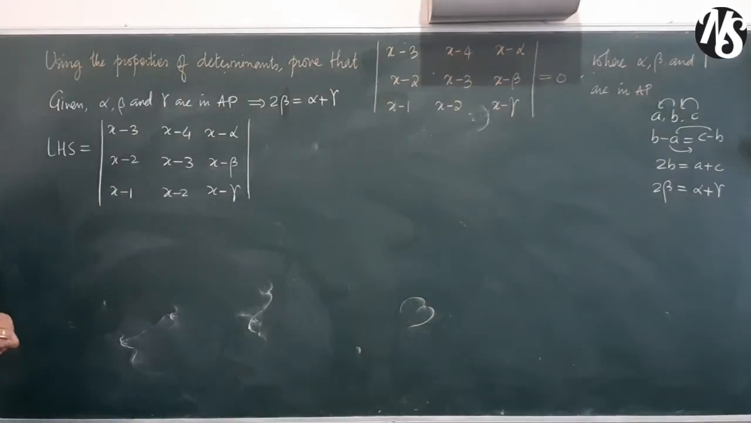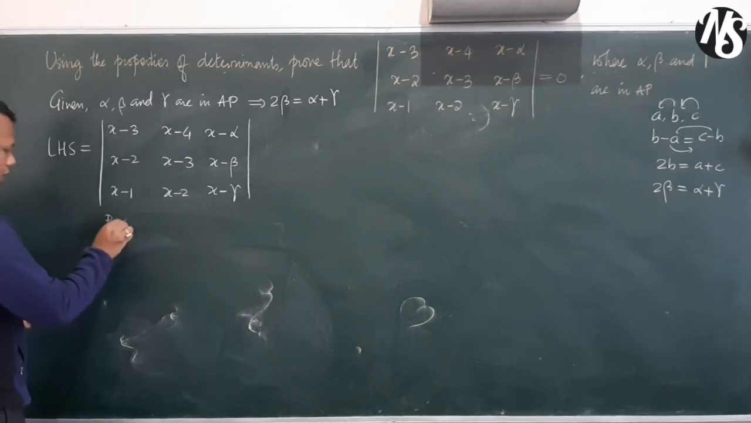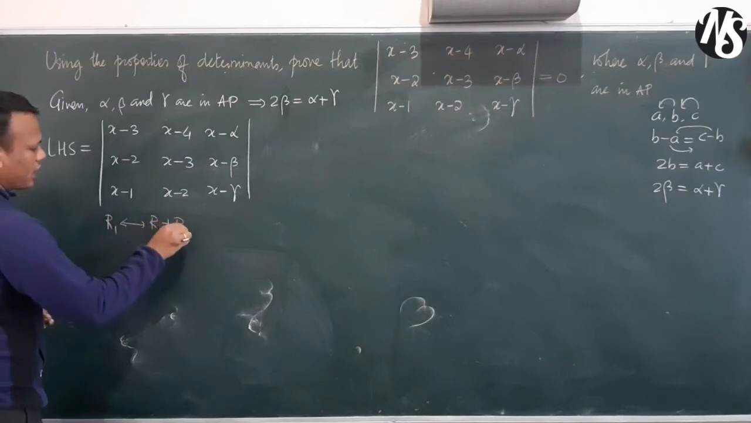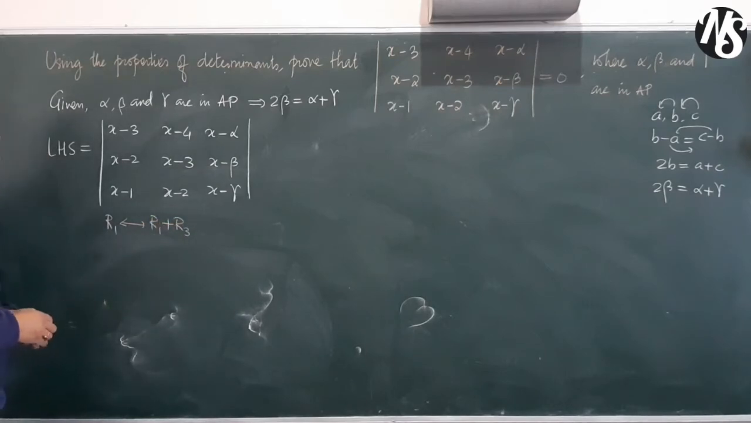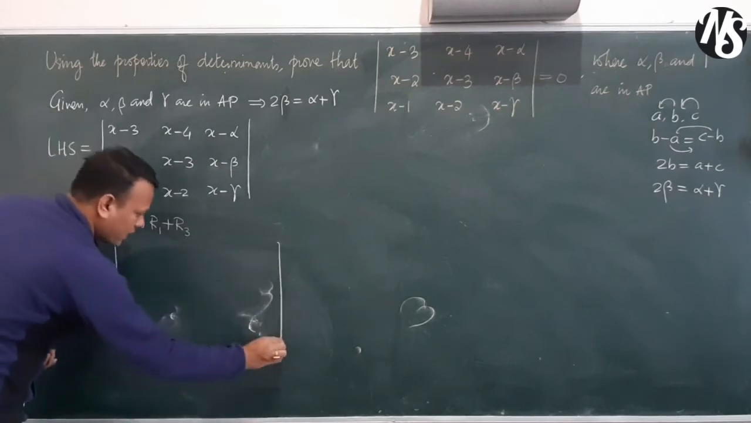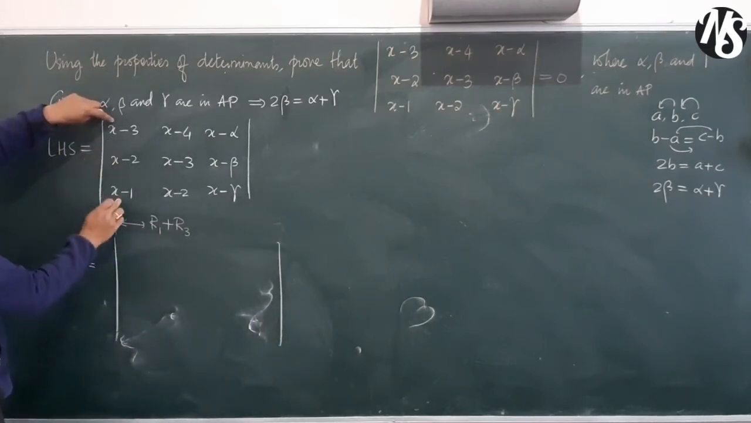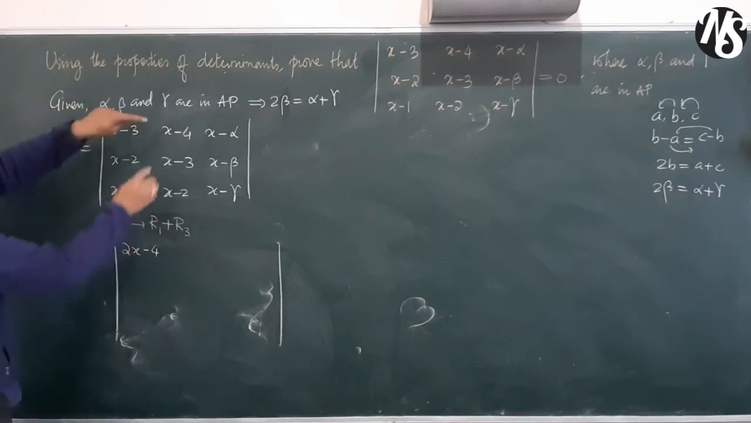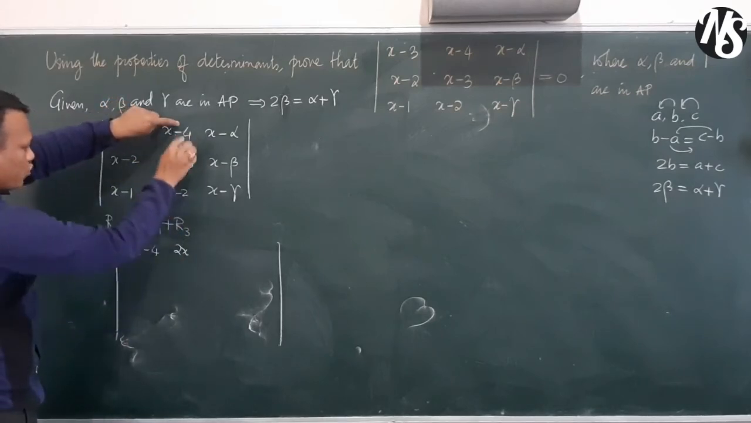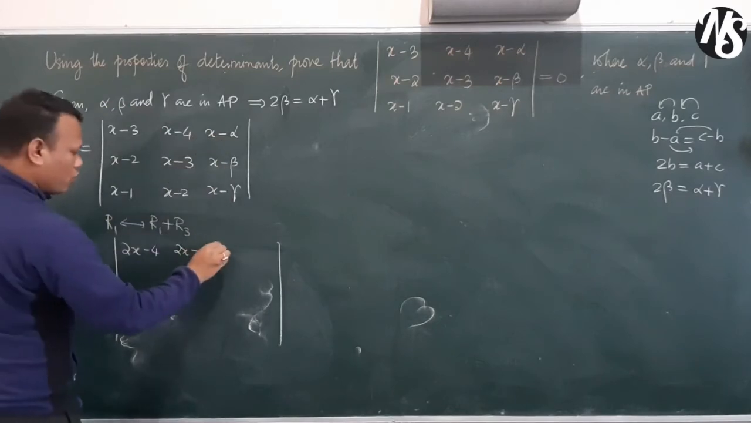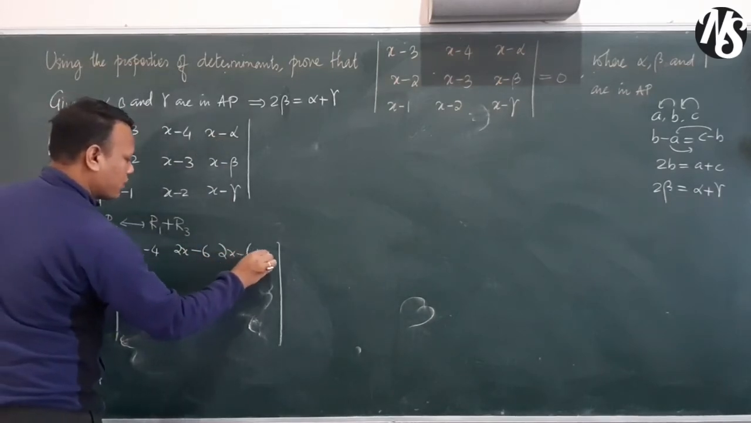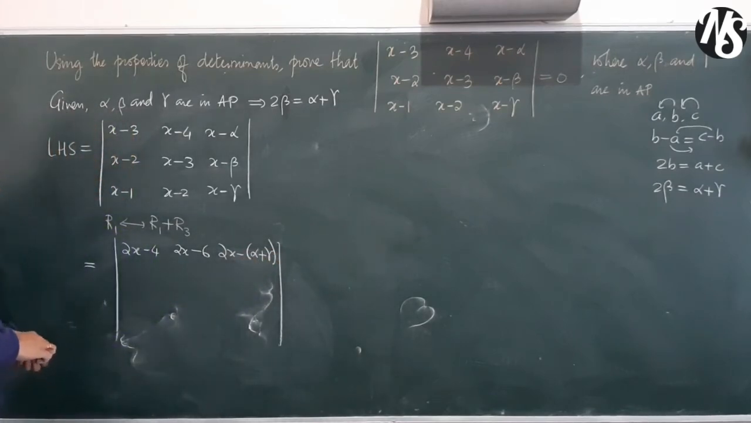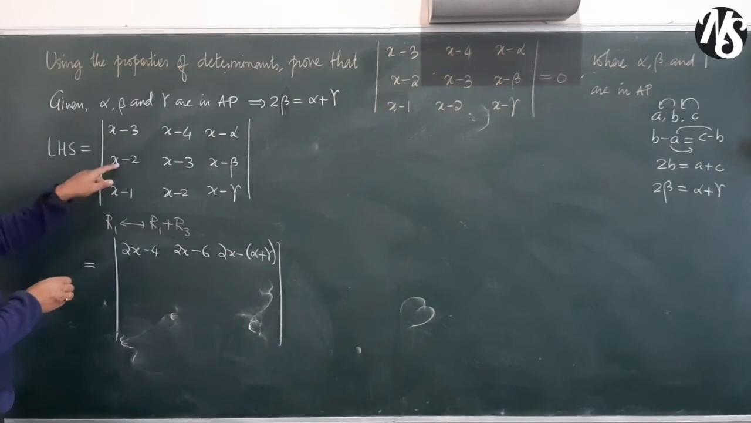Now let me do one operation here. The operation that I am going to do is R1 as R1 plus R3. Let's see how much we get. Remember, you are adding row 1 and row 3. So x plus x is 2x, minus 3 minus 1 is minus 4, similarly minus 4 minus 2 is minus 6. So this becomes 2x minus alpha plus gamma. Okay, right? You are not changing anything else.